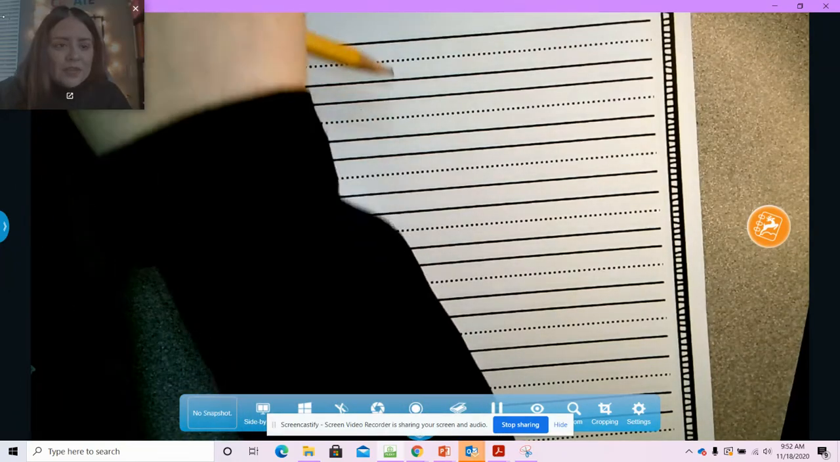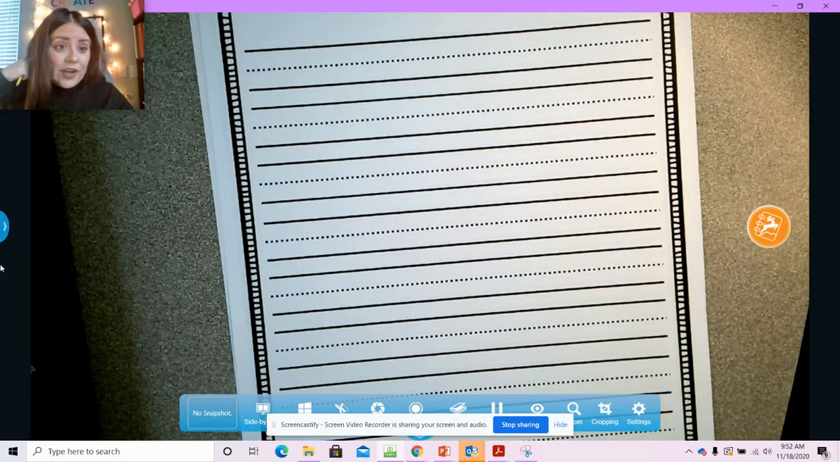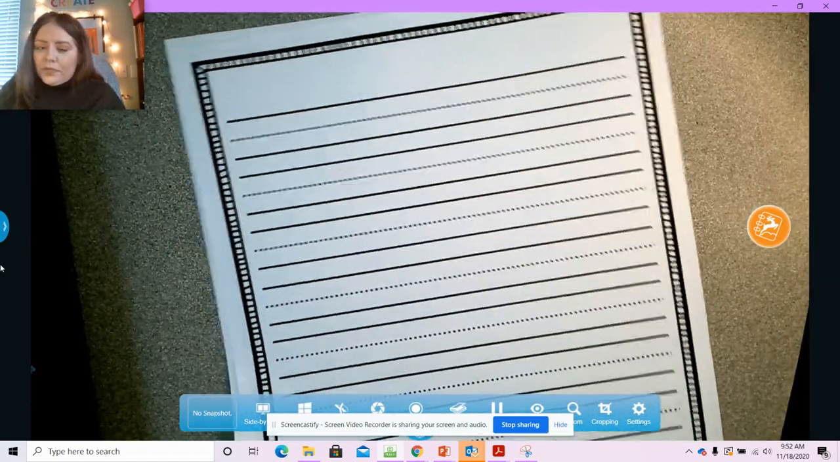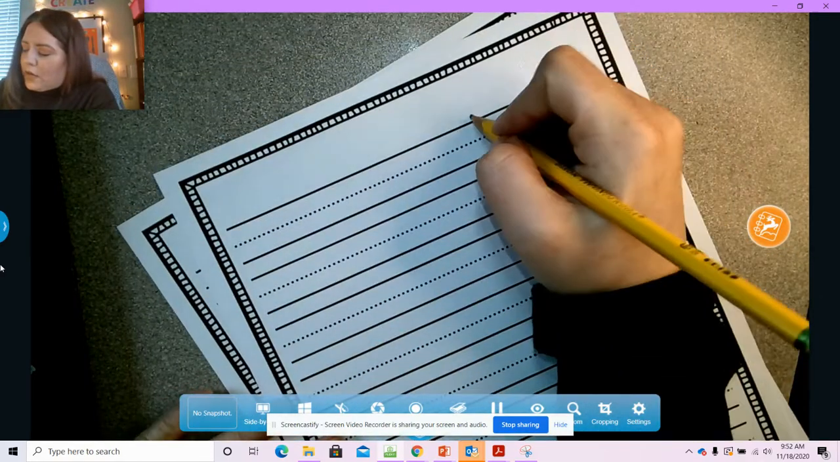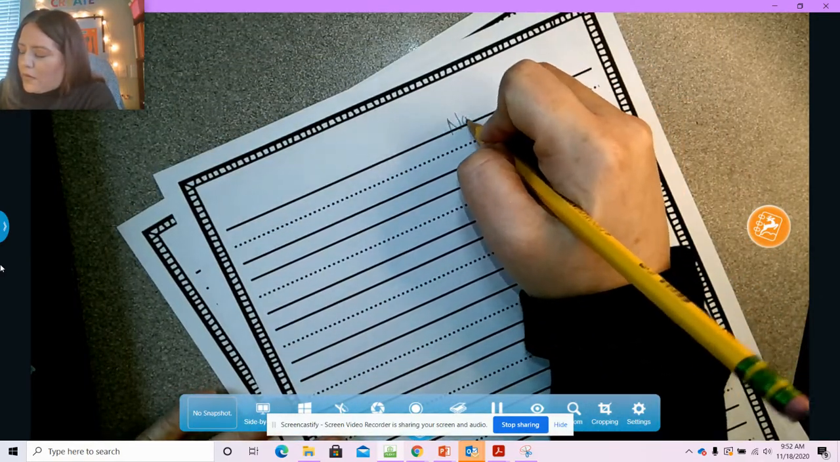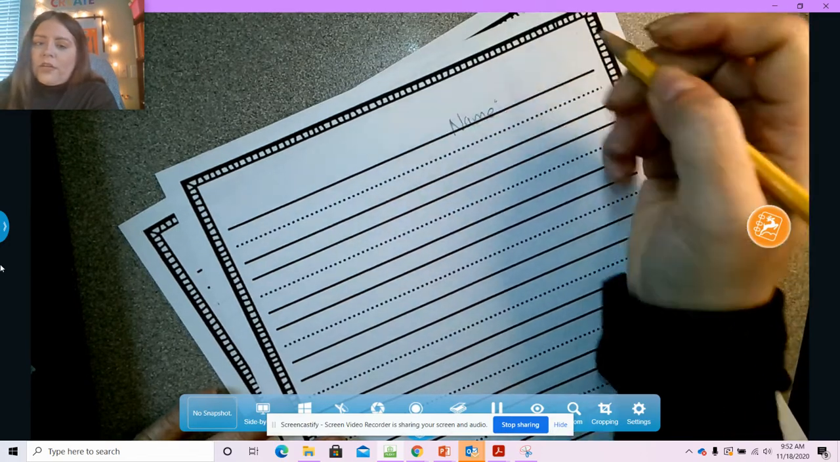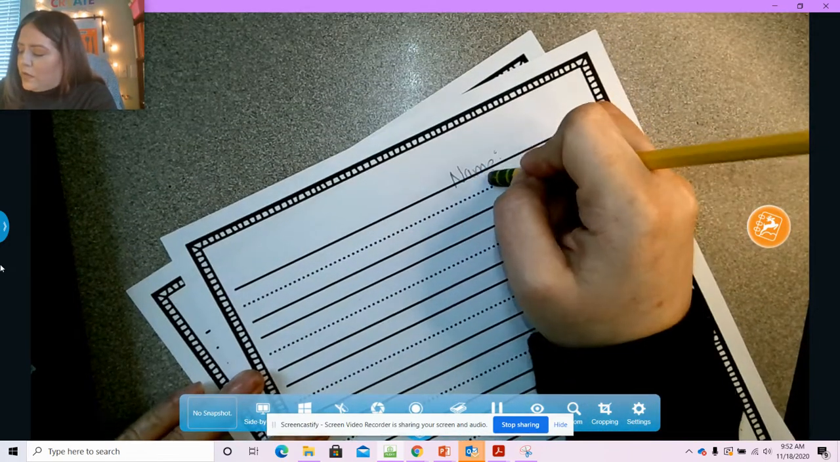Today you're going to practice writing your high frequency words for the week. You're going to need 2 pieces of lined paper, like this one, the one that you have in your packet. Don't forget to write your name at the top. We always want to write our name on our papers.